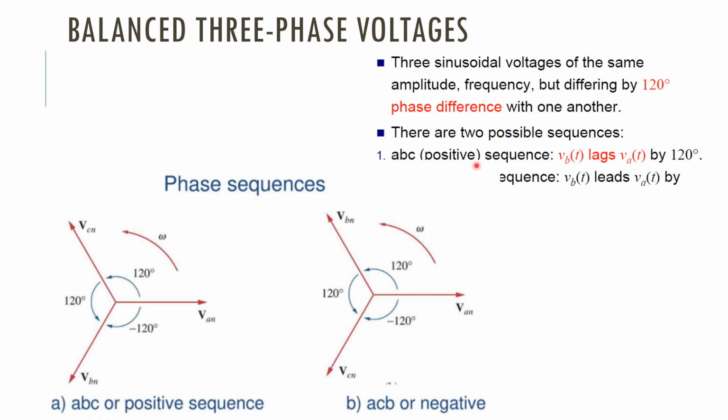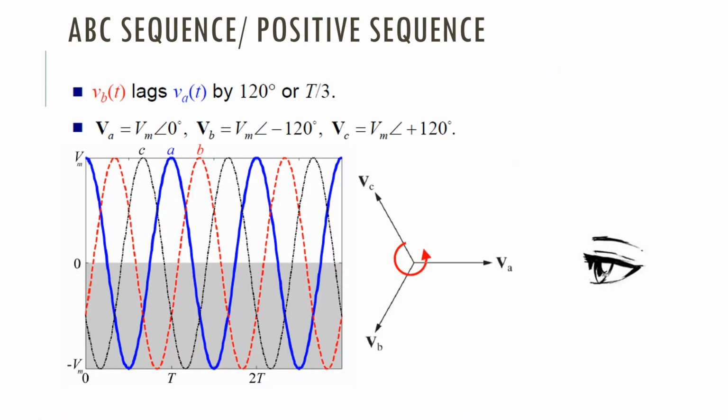So this is what is given: three sinusoidal voltages of the same amplitude and frequency but differing by 120 degrees of phase difference from one another. There are two possible sequences, that is ABC and ACB. That means it is given in this way. So we will move to the next slide.